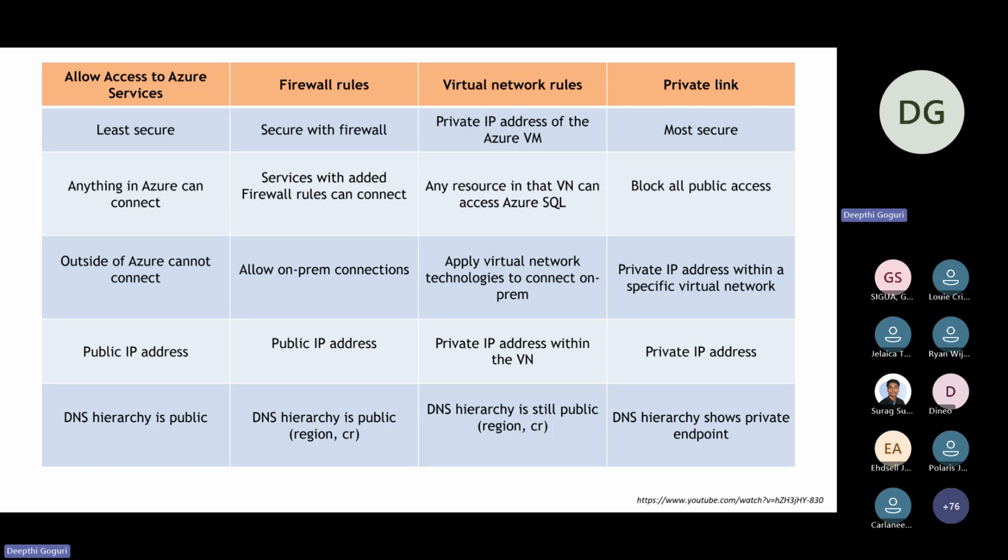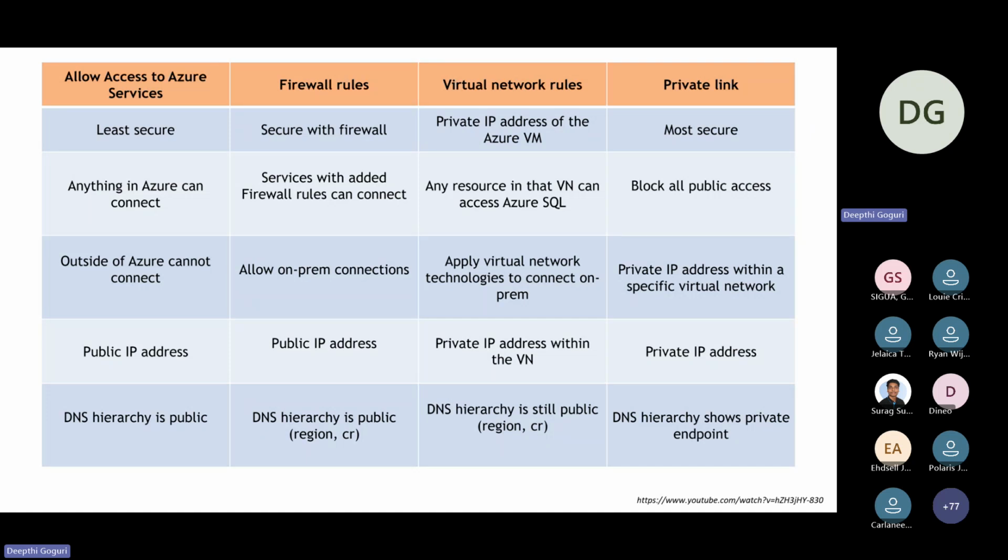In network security, there are four different options we have, all the way from the left side to the right side. The left side is the least secure option. As you move from left to right, it makes your data more secure. So let's start with the least secure one. Allow access to Azure services.